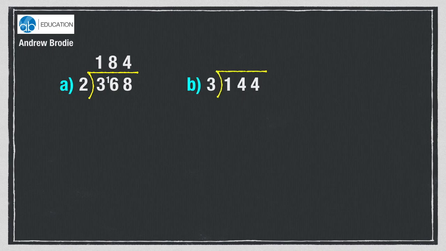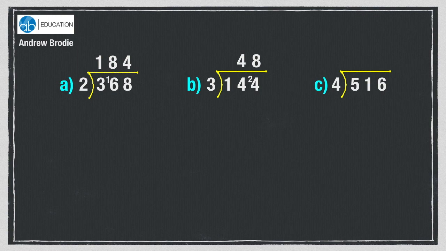2 into 3 goes once, with 1 left over. 2 into 16 goes 8 times. 2 into 8 goes 4, 184. 3 into 1 won't go, so 3 into 14 is 4 times, because 4 3's are 12. 2 left over. 3 into 24, 8 times. So the answer is 48.